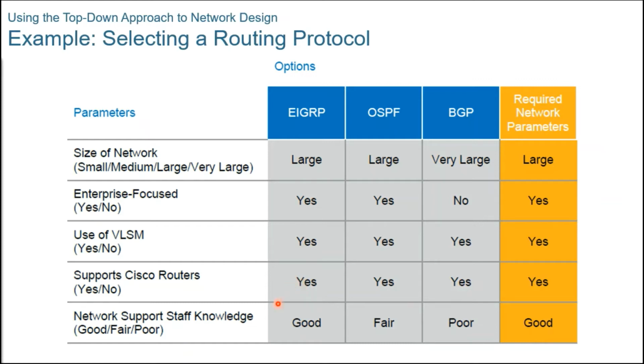Next would be network support staff should have a good knowledge of the chosen protocol to enable them to troubleshoot the network. So in this case, the network support staff are knowledgeable about EIGRP, but not about OSPF, BGP, or ISIS. Basically, this is just an example. And based on the stated requirements, EIGRP is the routing protocol of choice in this example.